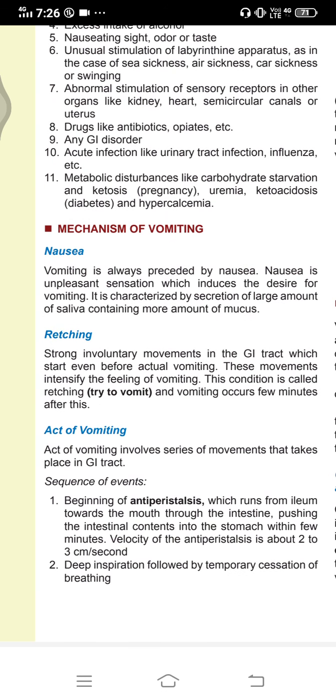The first thing that comes is nausea, that is, vomiting is always preceded by nausea. Nausea is an unpleasant sensation which induces a desire for vomiting. It is characterized by secretion of a large amount of saliva containing more mucus. Retching, strong involuntary movement in the gastrointestinal tract, starts even before the actual vomiting. These movements intensify the feeling of vomiting. This condition is called retching, trying to vomit. The vomiting occurs a few minutes after this.